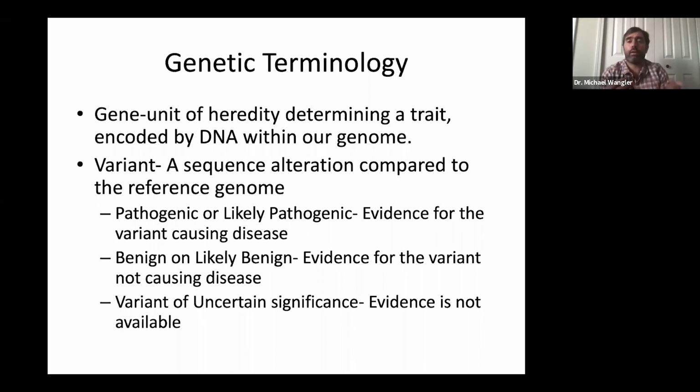Now, a benign or likely benign variant, that's evidence that there's evidence out there that that variant doesn't do anything. It's not causing disease. A lot of times the benign or likely benigns don't even show up on the reports. The problem is these variants of uncertain significance. So that's basically where the evidence is not available. And that's difficult for families.